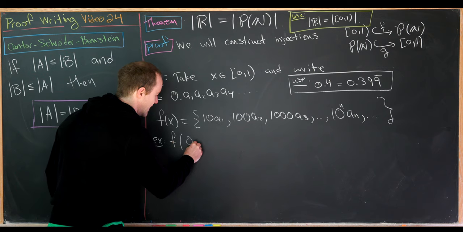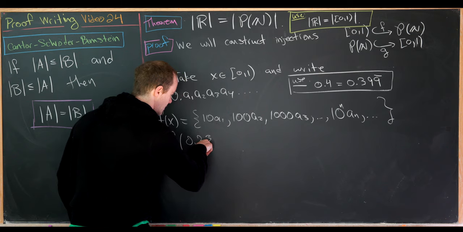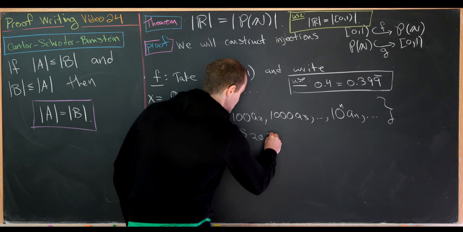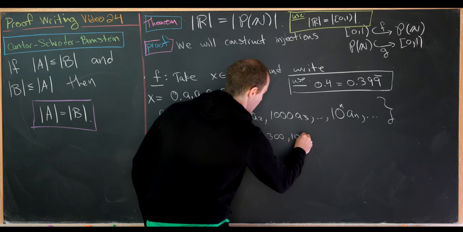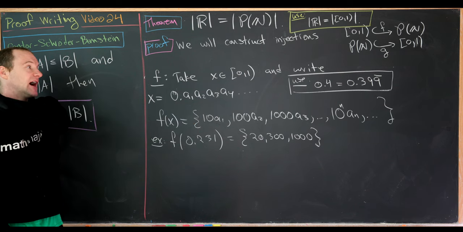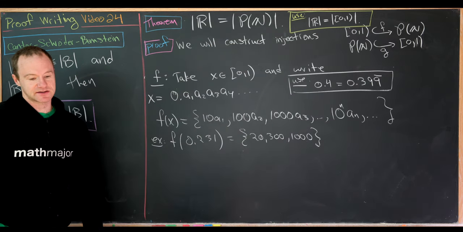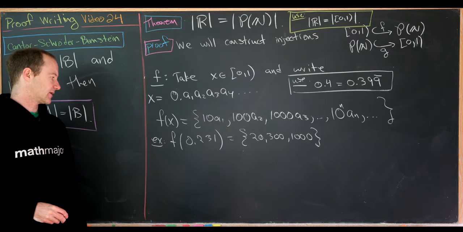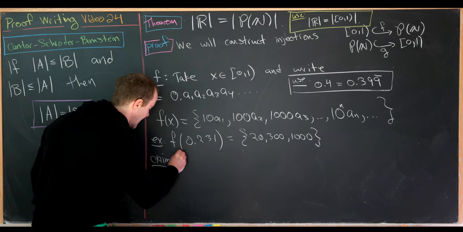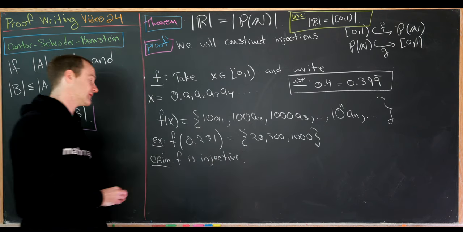So f evaluated at 0.231 will be equal to the subset {10, 300, 1000}. And recall, we're getting subsets as outputs of f because f should take these numbers and output subsets. So that's the right type here. And now we just need to finish this off with the claim that f is injective. But this is pretty straightforward.